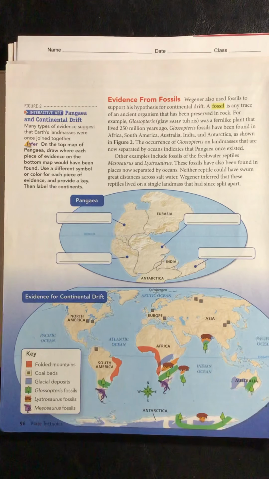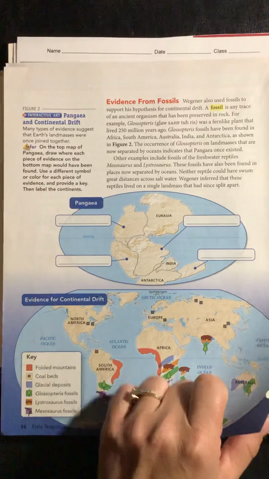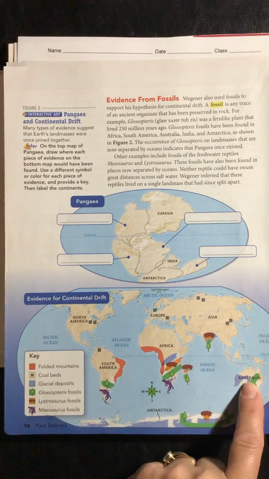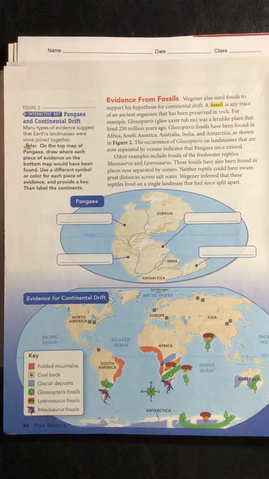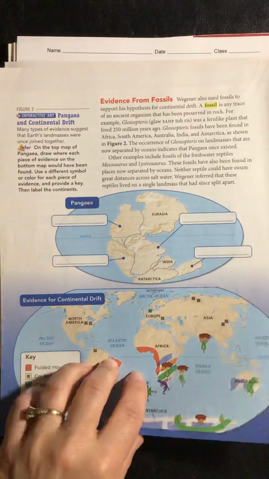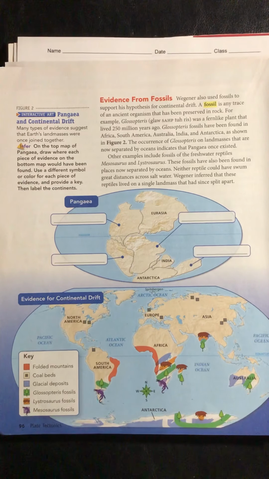Neither reptile could have swum across great distances of salt water. Wegener inferred, so he made an educated guess, that these reptiles lived on a single landmass that had since split apart. We can label these if you would like, of what you think they are currently. Africa, Australia, South America, North America. Pretty cool stuff. Take some time and look at the maps and the pictures of what fossils were found that they matched up.